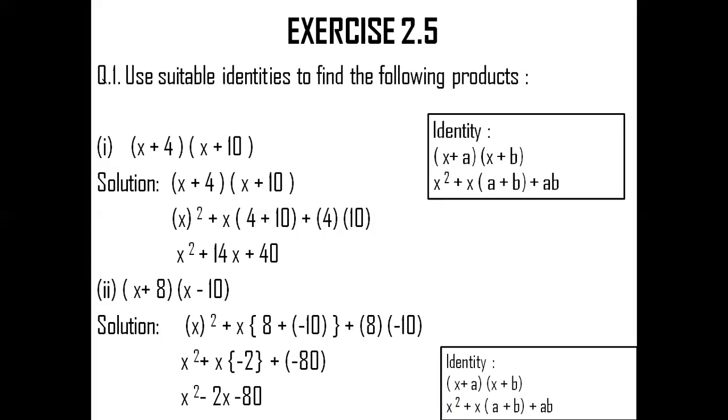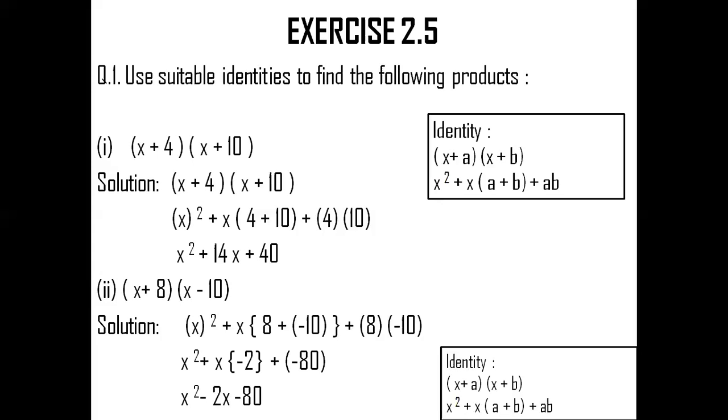Let us try to do one more sum and then have a better understanding. The question is (x plus 8) into (x minus 10). Now, over here again, you will realize that the first term in both the brackets is the same. What is different is the second term.